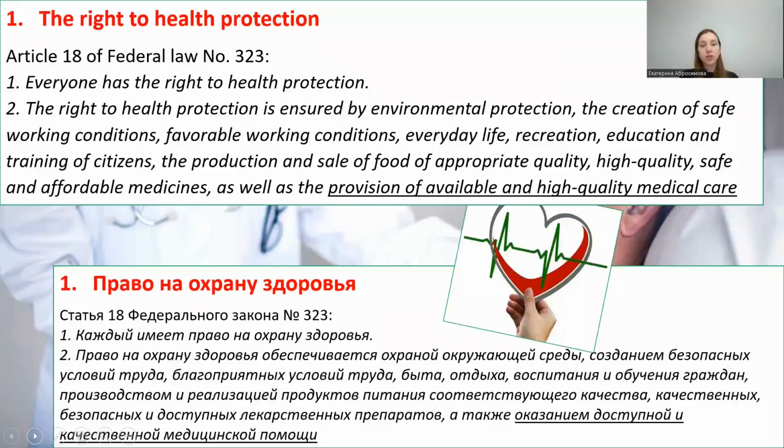So, the general right to health protection is enshrined in Article 18 of Federal Law number 323. This article proclaims that everyone has the right to health protection, and the right to health protection is ensured by environmental protection, the creation of safe working conditions, favorable conditions of everyday life, recreation, education, and training of citizens, the production and sale of food of appropriate quality, high-quality, safe, and affordable medicines, as well as the provision of available and high-quality medical care. Thus, one of the fundamental elements of the right to health protection is the right to receive available and high-quality medical care.